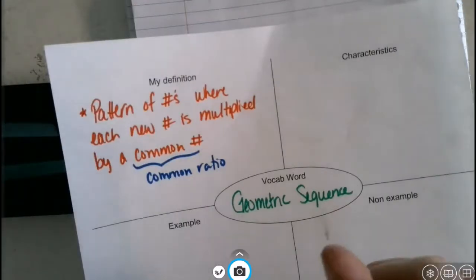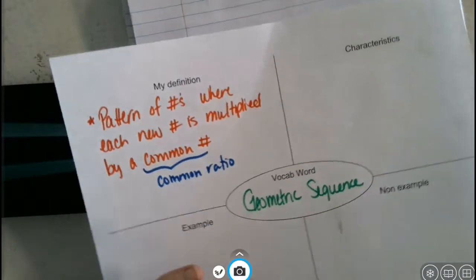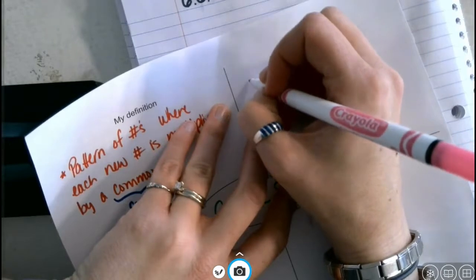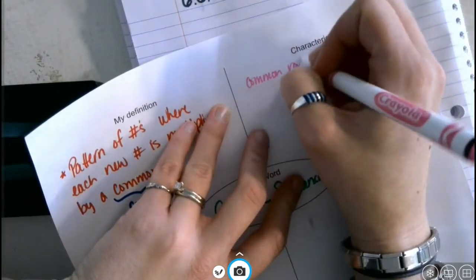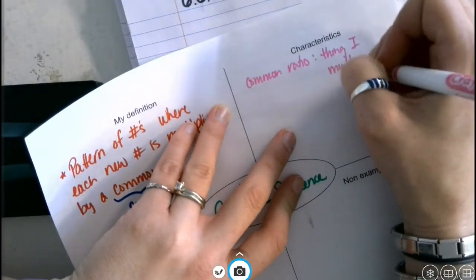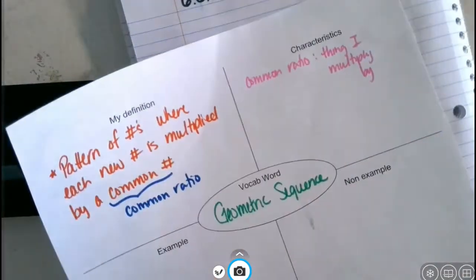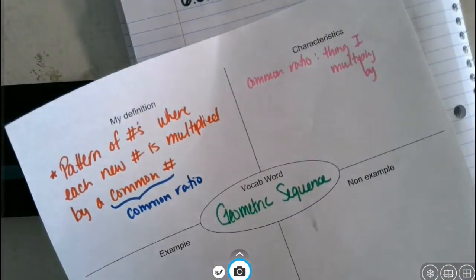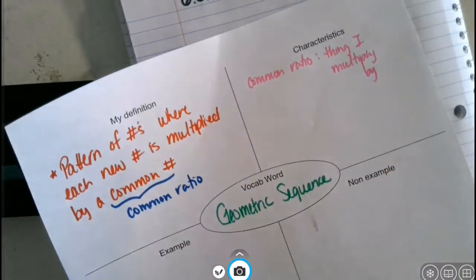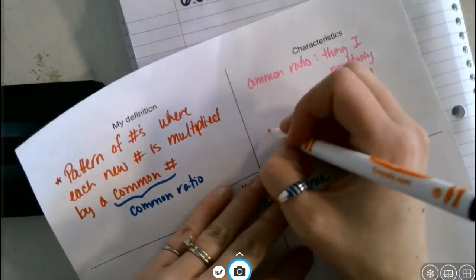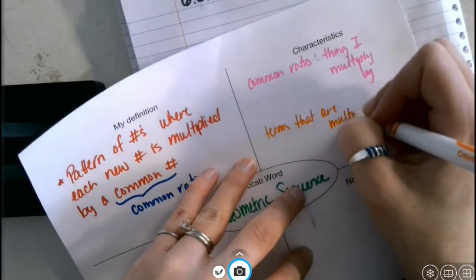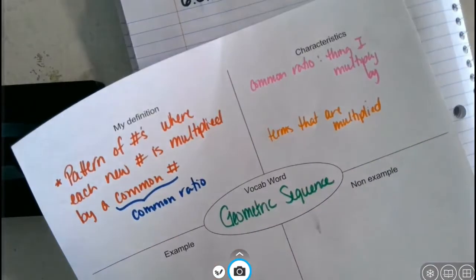Okay. So then a characteristic. These are kind of our important, like, what are we looking for? Okay, so we've got our common ratio. That's the thing I multiply by. That's kind of a big characteristic. The other thing is I've got just several terms. That's really what our sequence is, different terms. So let's look at an example.